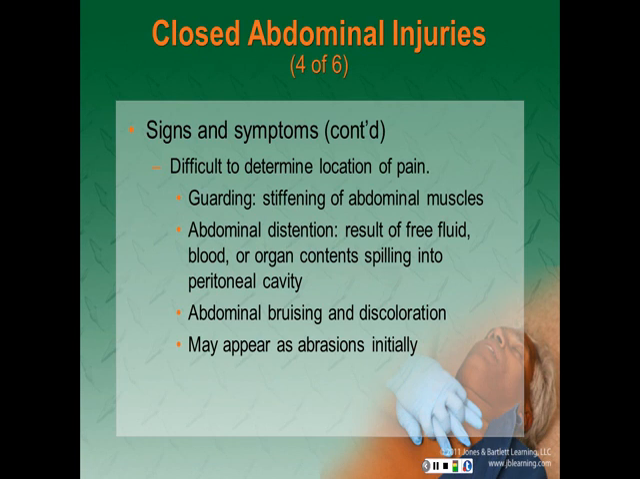Determining the location of pain or referred pain can be difficult when the patient has voluntary or involuntary guarding. Guarding is the conscious or unintentional stiffening of the muscles on the surface of the abdomen to avoid further pain, and it may be mistaken for abdominal rigidity. Abdominal distension or swelling between the xiphoid process and the groin is often the result of free fluid, blood, or organ contents spilling into the peritoneal cavity.